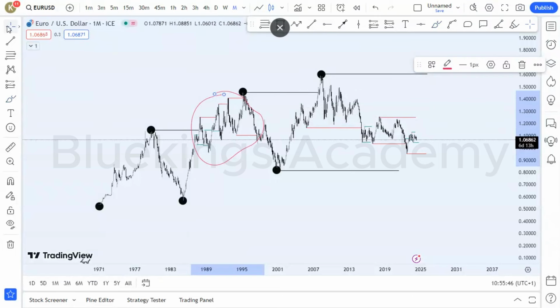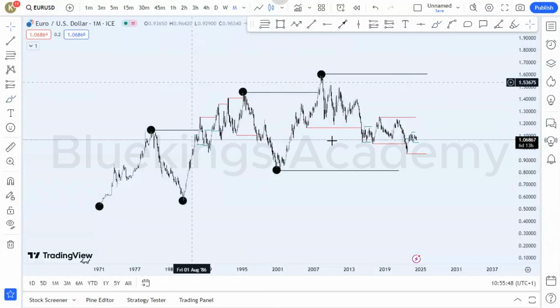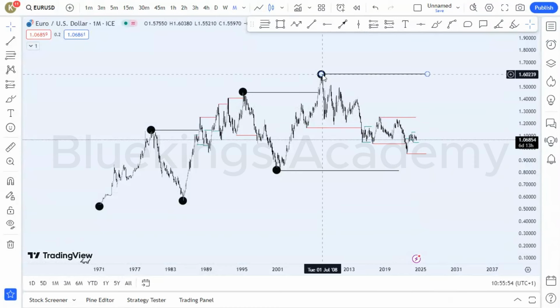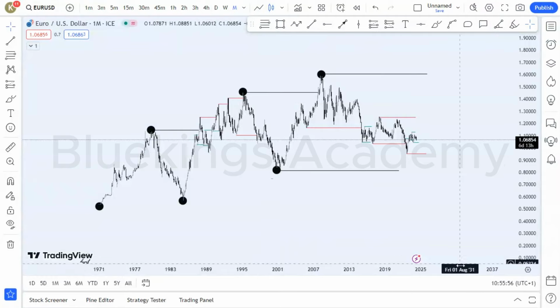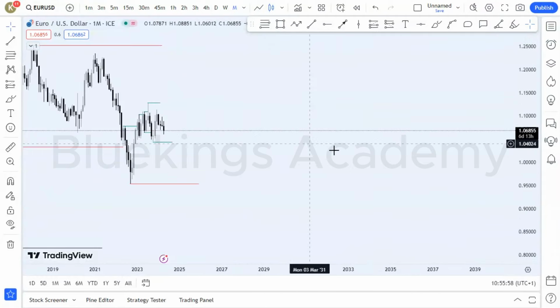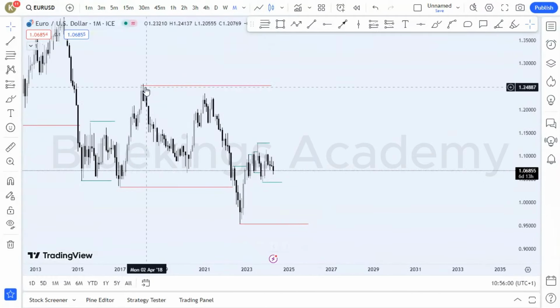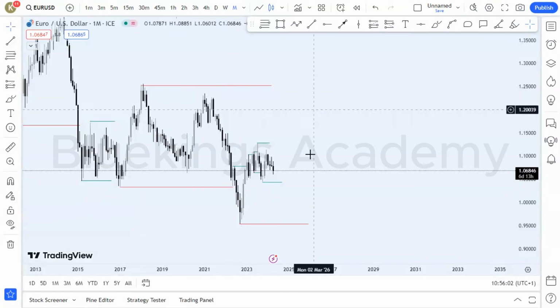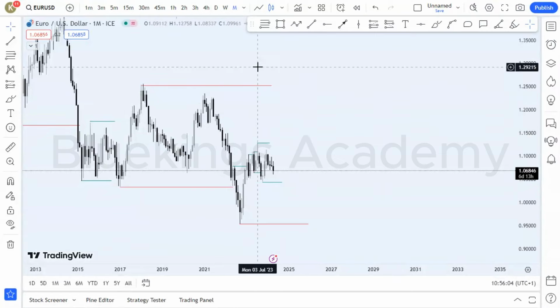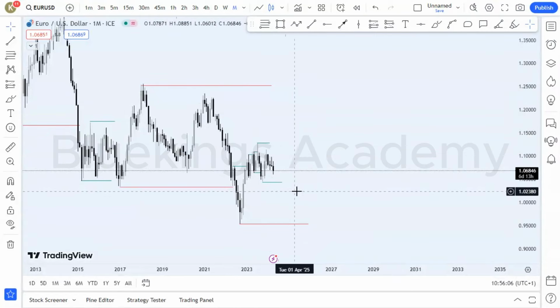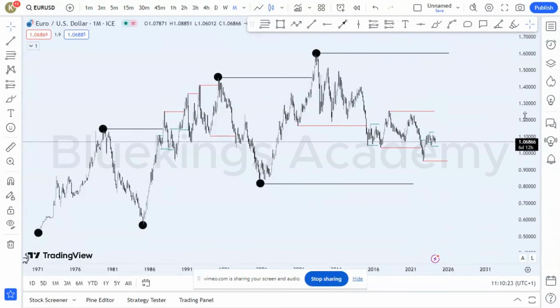Okay, I still say that when you start paying attention to internals and fractals is when you just draw your last external high and external low. Just like when you see me paying attention to fractals is when I just drew my last internal high and my last internal low. In between it is when I have to draw these fractals. So now we're going to go to the weekly time frame and do the same thing.